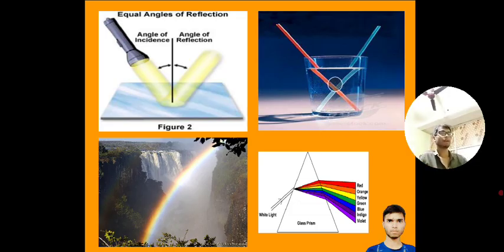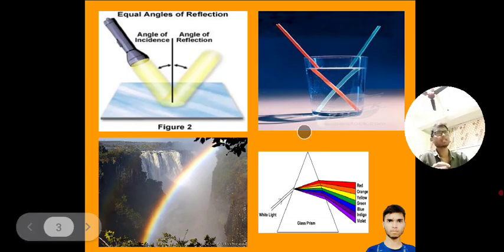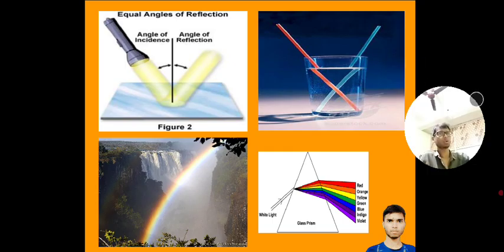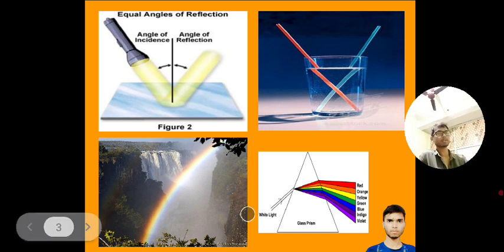Always remember, light will travel faster in air, and less in liquid material. The speed of light will be less as compared to air. What about solid? Light cannot travel in solid. So remember, in air the speed of light will be more, and in liquid material the speed of light will be less.